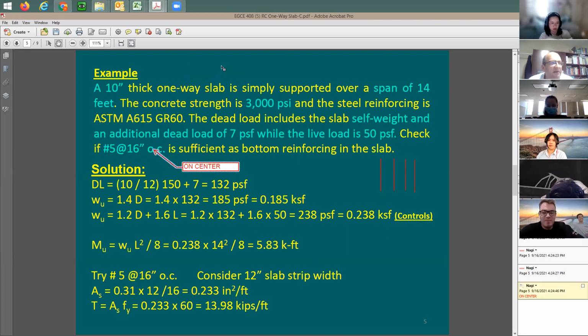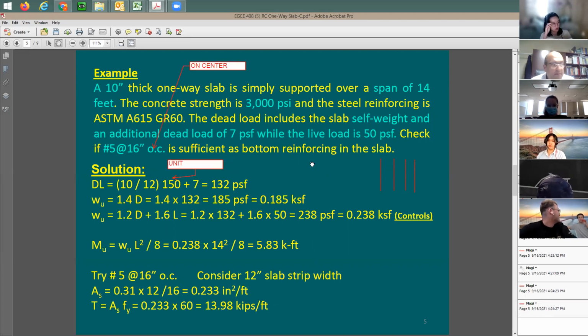So what is this 150? I need your help. Where is this 150 coming from? Can someone help? Weight of concrete? Yeah, self-weight of concrete or unit weight of concrete. 150 what? Units pound per cubic foot, right? PCF.